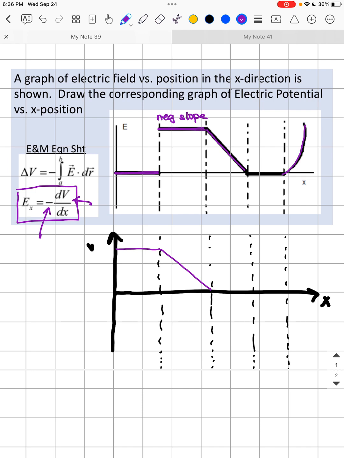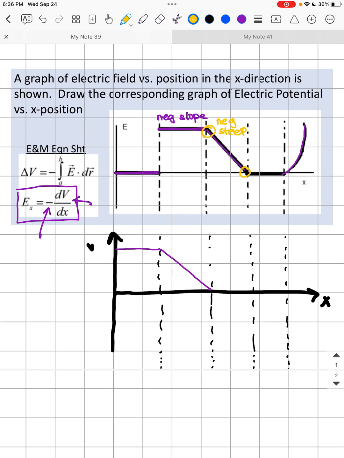But anytime you see changing lines like this, just think about the slope has to change and that creates a curve. Now we have to think about, is it a concave up curve or a concave down curve? And that's when the slope value or the electric field values come in. So I start off up here, which is a positive electric field. That is going to represent a negative steep slope because it's a high positive value.